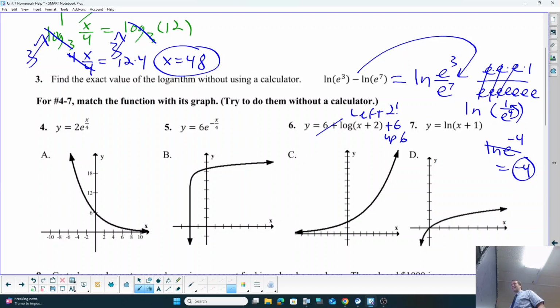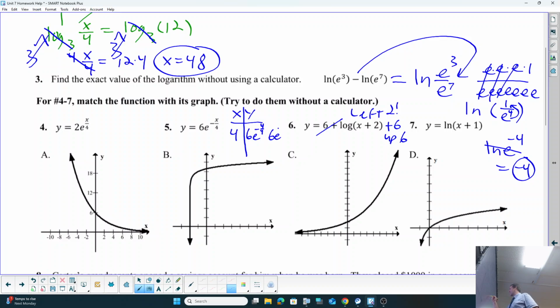Ooh, I think I see it. Let's take a look at the odd one. So the odd one is 6 times e to the negative x over 4. So we could do an xy table for number 5, right? Let's see. What would make that x into, it's a fourth right now. So why don't we make x into 4? And then that would be 6 times e to the negative 4 over 4. Which 4 over 4 is just a 1.